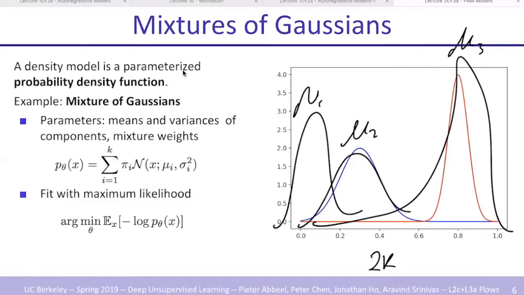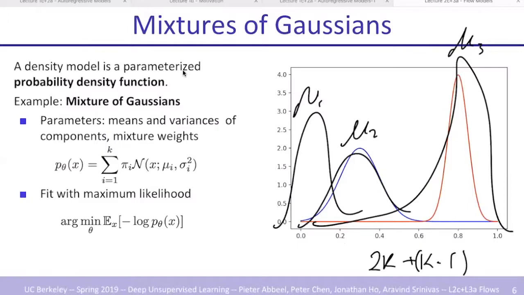If you want to sample from this Gaussian mixture, you will probably choose a Gaussian first. You have k Gaussians, you choose one, and then you go to that Gaussian and sample from that particular distribution. So you need another k parameters, more specifically k minus one parameters, to describe the probability of choosing Gaussian i from i equals 1 to k.